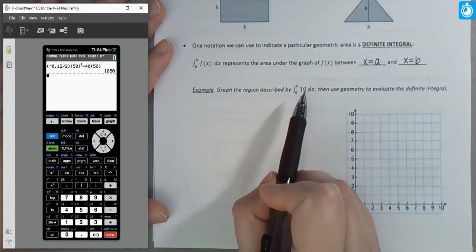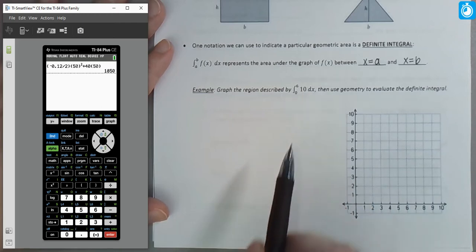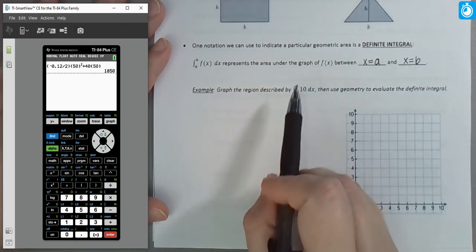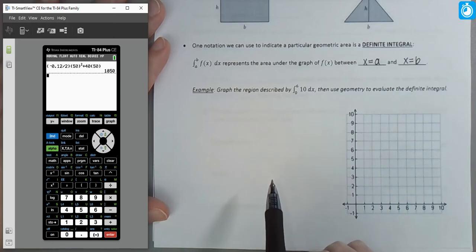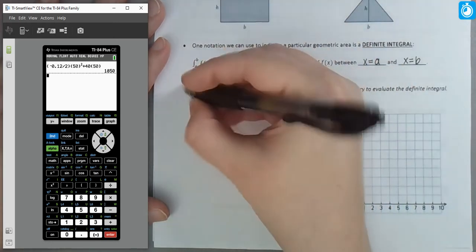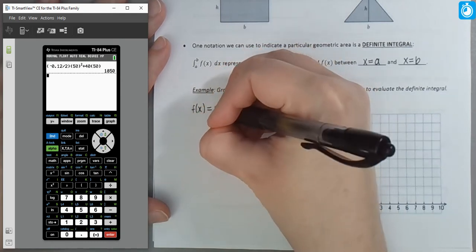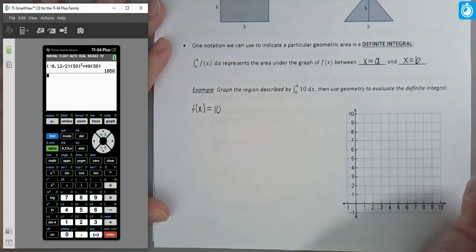We want to graph the region described by this particular function, the definite integral from 0 to 6 of the function 10 integrated with respect to x. And then we want to use our geometric formulas to evaluate that definite integral. In other words, find the area that this expression represents. Well, in this case, our function in question is the function 10. There's no x, it's just a constant function.